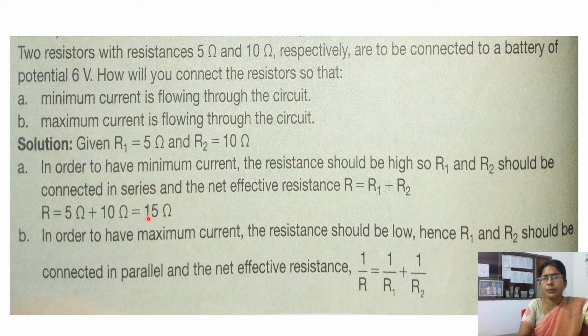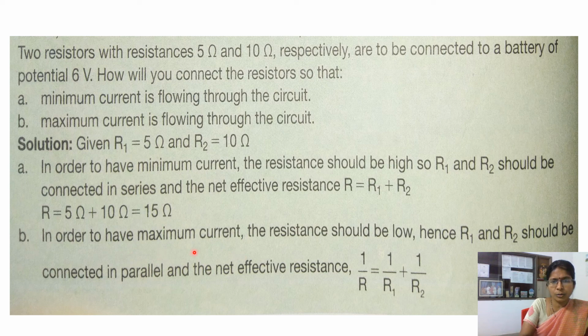The question is, how will you connect the resistors? They have to be connected in series so that minimum current flows through them. And when they are connected in series combination, equivalent resistance is equal to 15 ohms. Now the second one: connect the two resistors, 5 ohms and 10 ohms, in such a way that maximum current flows through them. To flow the maximum amount of current through them, they have to be connected in parallel combination.